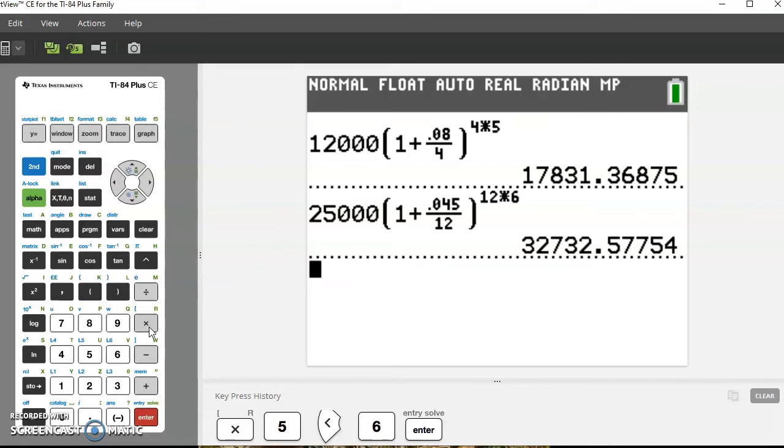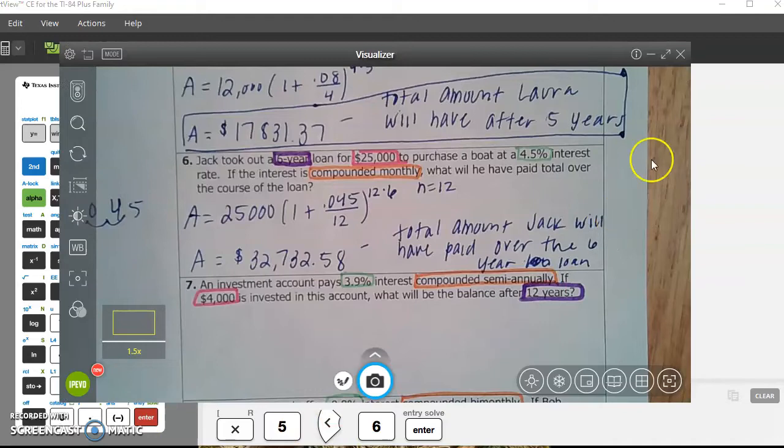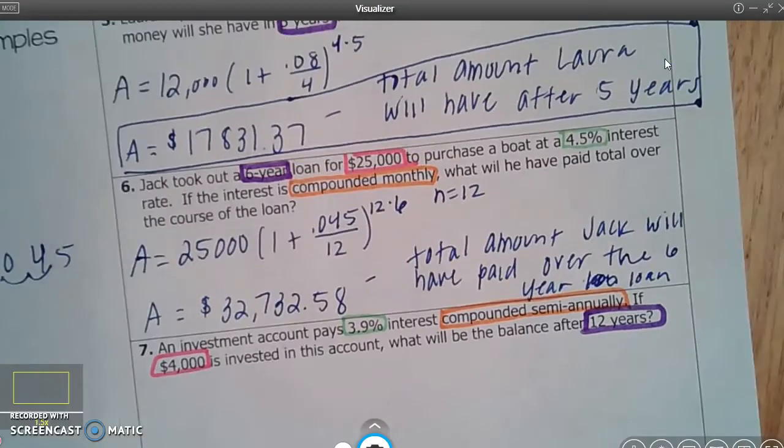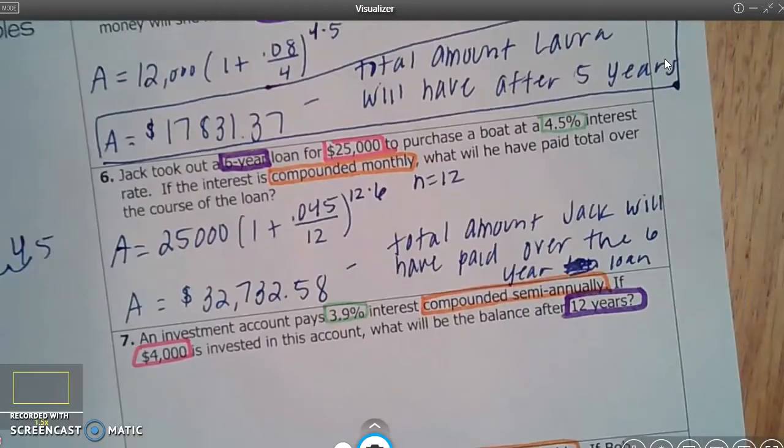You could say 6-year loan if you wanted to. Whoops. And there you go. Oh, you can't even see what I'm doing. All right, here you go. This is just a scribble out because I misspelled loan.